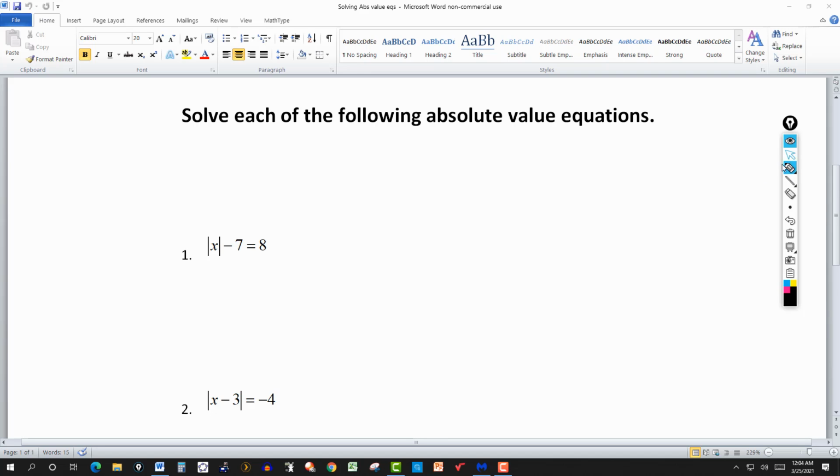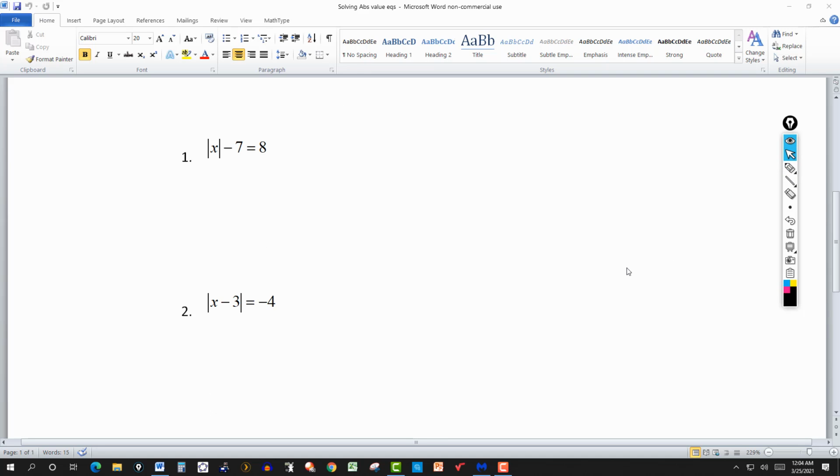Look at this. Okay, so again, you have one absolute value in the equation, isolate it, and then just apply the definition. Now in this particular case, I have two absolute values. Okay, so we're looking at the case where they're both isolated.